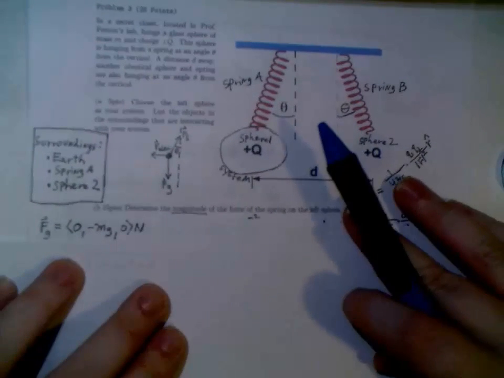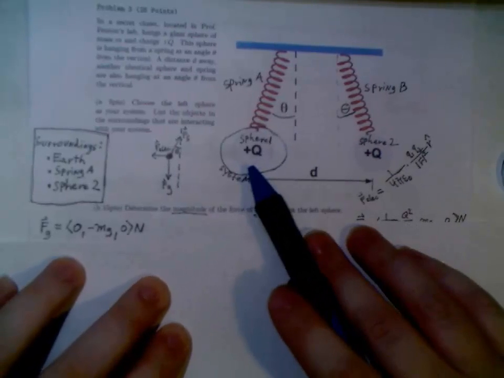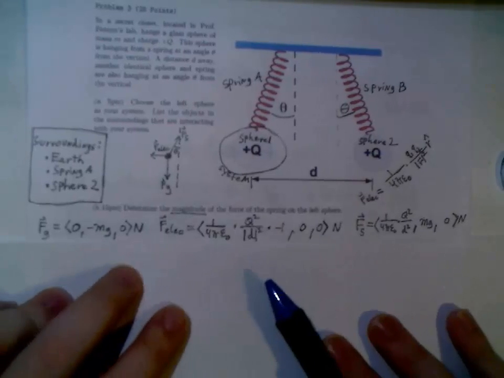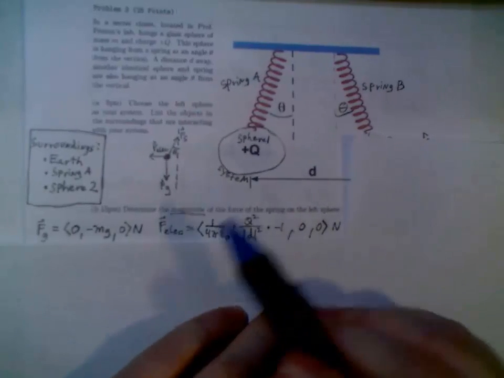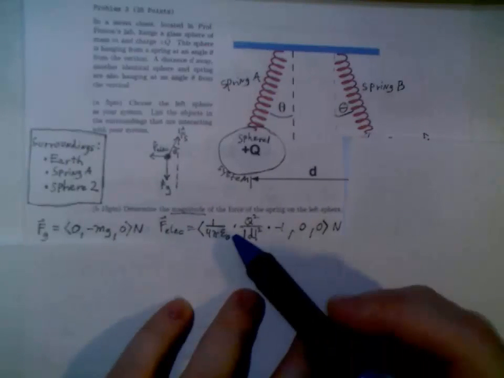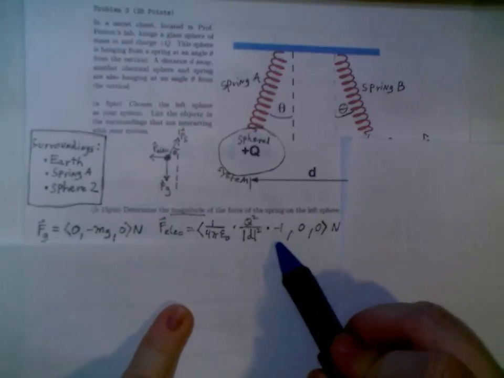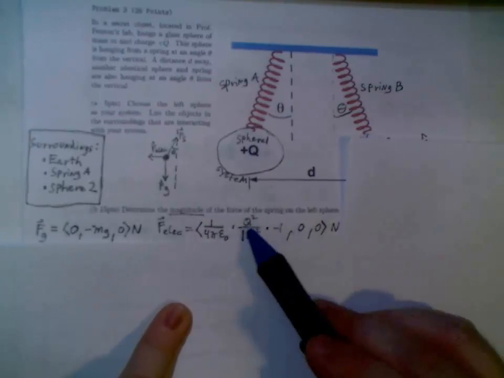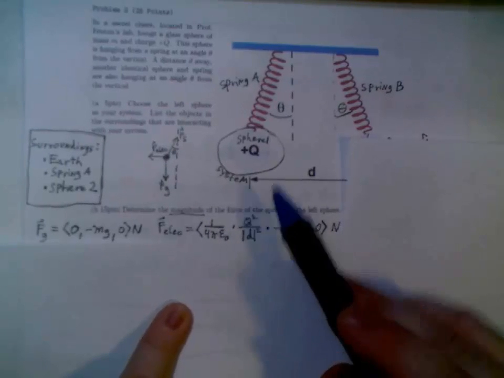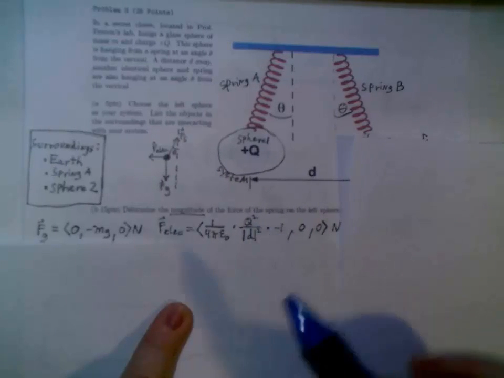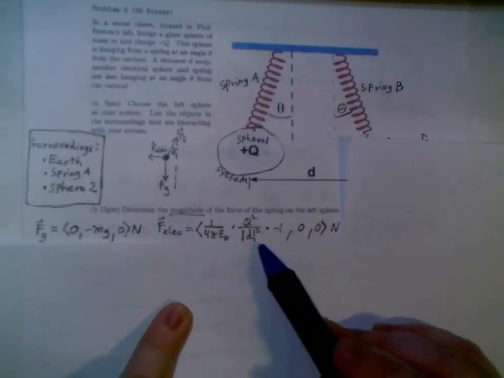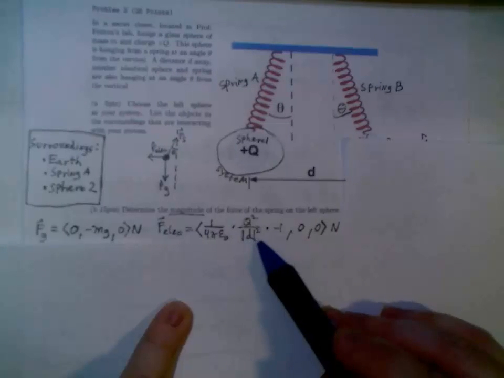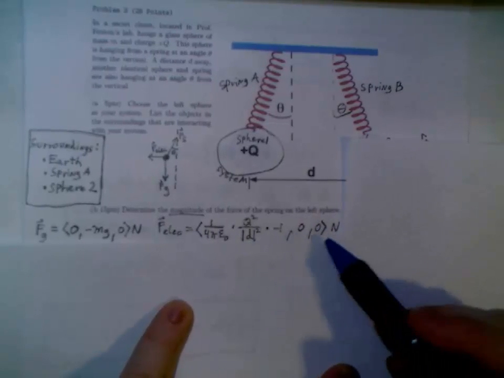Part B is to determine the magnitude of the force of the spring on the left sphere. Well, the force of gravity is negative mg in the y, newtons. Force of the electric force is in the negative x direction, so you've got a negative 1 here, and it's 1 over 4 pi epsilon naught times q squared, and it's really charge 1 times charge 2, but they both have the same charge, so it's q squared, and the separation r squared, the magnitude of the separation, but we already have this magnitude, which is d, so it's d squared. And 0 in the y direction, 0 in the z direction.